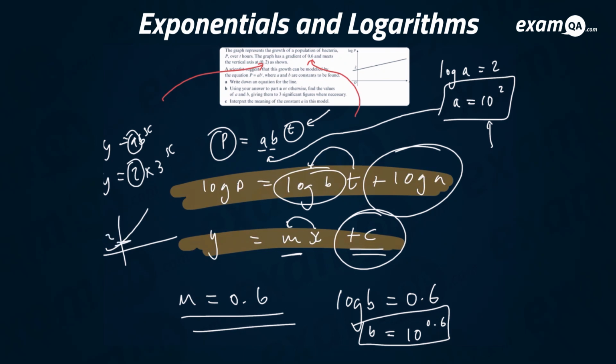So this graph is about the growth of a population of bacteria. What would the y-intercept be? It's the initial population, isn't it? So that a that we worked out, 10 to the power of 2, which is 100, means the initial population of bacteria was 100 of them. And there we have it.